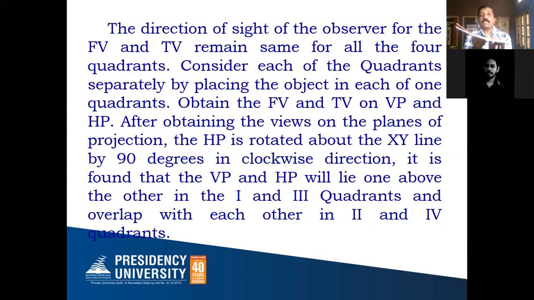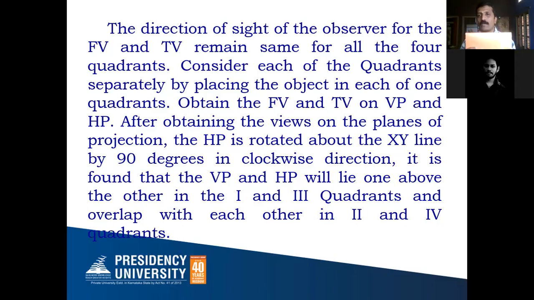Now I also need to rotate the HP, this is my HP, without disturbing the VP, by 90 degrees in the clockwise direction. If I do that, this is my HP and VP intersection line, that is the XY line. So here the HP and VP will overlap, and here I'm going to get the top view as well as the front view overlapping.